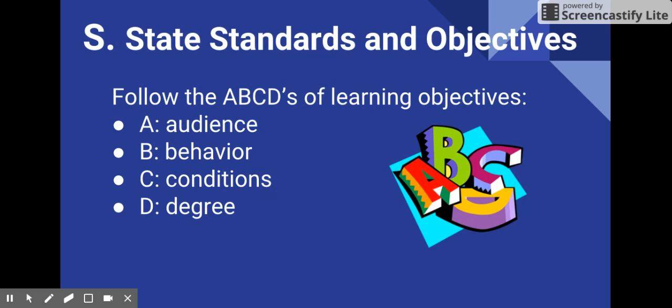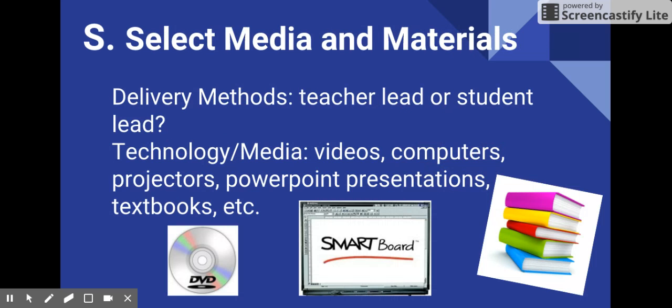S, state standards and objectives. Follow the ABCDs of learning objectives. A, audience. For whom is the objective intended? B, behavior. What is the behavior or performance to be demonstrated? C, conditions. What are the conditions under which the behavior or performance will be observed? And D, degree. To what degree will the knowledge or skill be mastered? You also will use your state mandated performance standards in this part of the process.